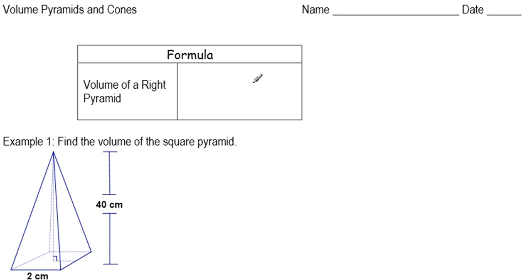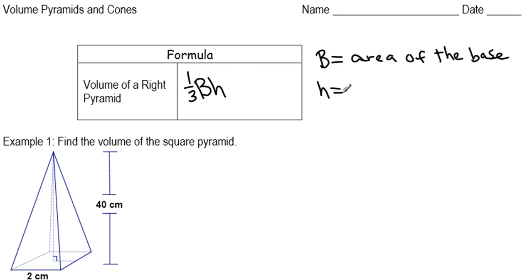Okay, the volume of a right pyramid. A right pyramid just means that it stands up straight, where you can find the altitude to be perpendicular. And the volume of a right pyramid is 1/3 the area of the base times height. So remember, big B refers to the area of the base. And H, also referred to as altitude, refers to the perpendicular height of the pyramid.